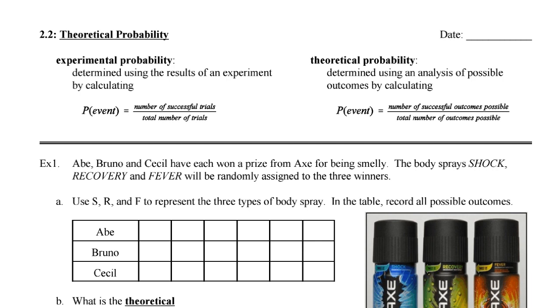all of the possibilities. Now, when we're talking about theoretical probability, we're using analysis of possible outcomes. By doing this, we figure out the number of possible successful outcomes theoretically, and then we divide by the total number of theoretical possible outcomes. So let's imagine that we have this possible scenario.